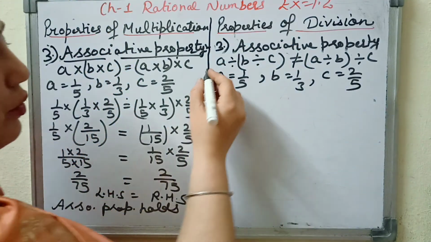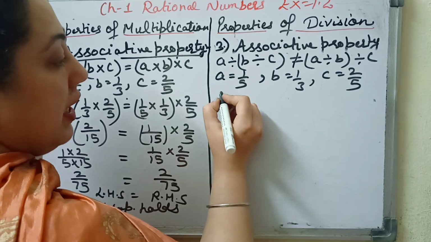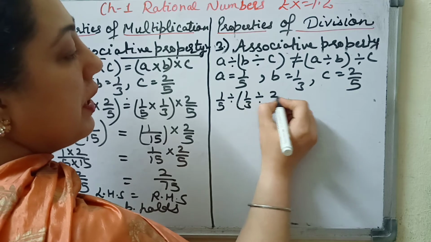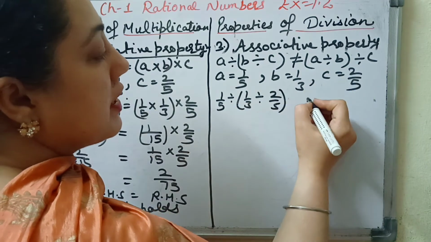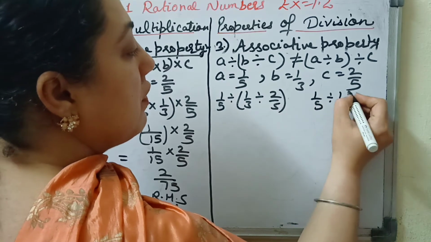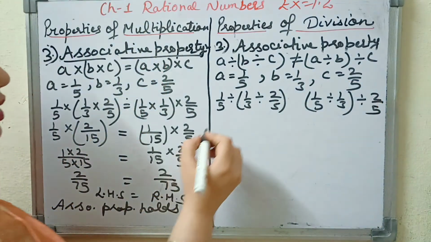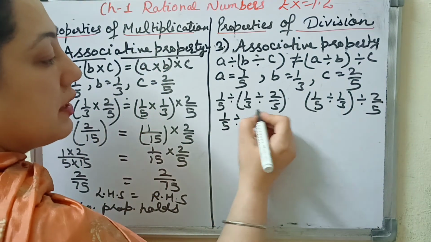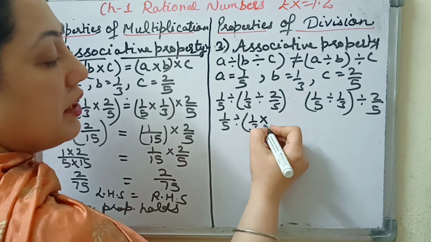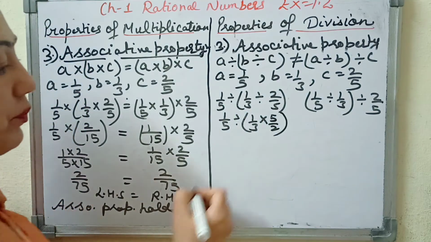Now I put the value in both the sides, left hand side as well as in the right hand side. A is 1 over 5 divided by 1 over 3 divided by 2 over 5. And on another side, A is 1 over 5 divided by 1 over 3 and it is divided by 2 over 5. Now when I calculate the terms in this bracket, 1 over 3, divide is converted into multiply and the term is reciprocal, 2 over 5 becomes 5 over 2, right?